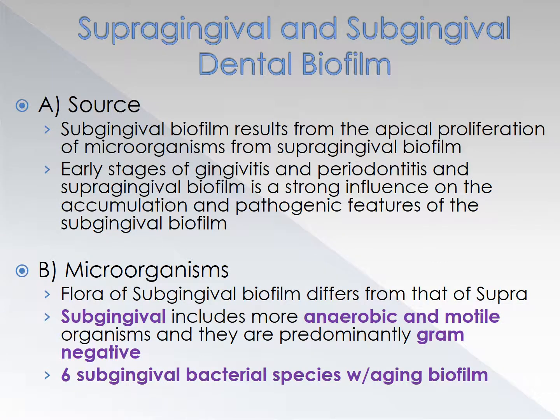Okay, so supragingival and subgingival dental biofilm. Source: a subgingival biofilm results from the apical proliferation or growth of microorganisms from supragingival biofilm. In the early stages of gingivitis and periodontitis, supragingival biofilm is a strong influence on the accumulation and pathogenic features of subgingival biofilm. Supragingival biofilm has a strong influence on subgingival biofilm.